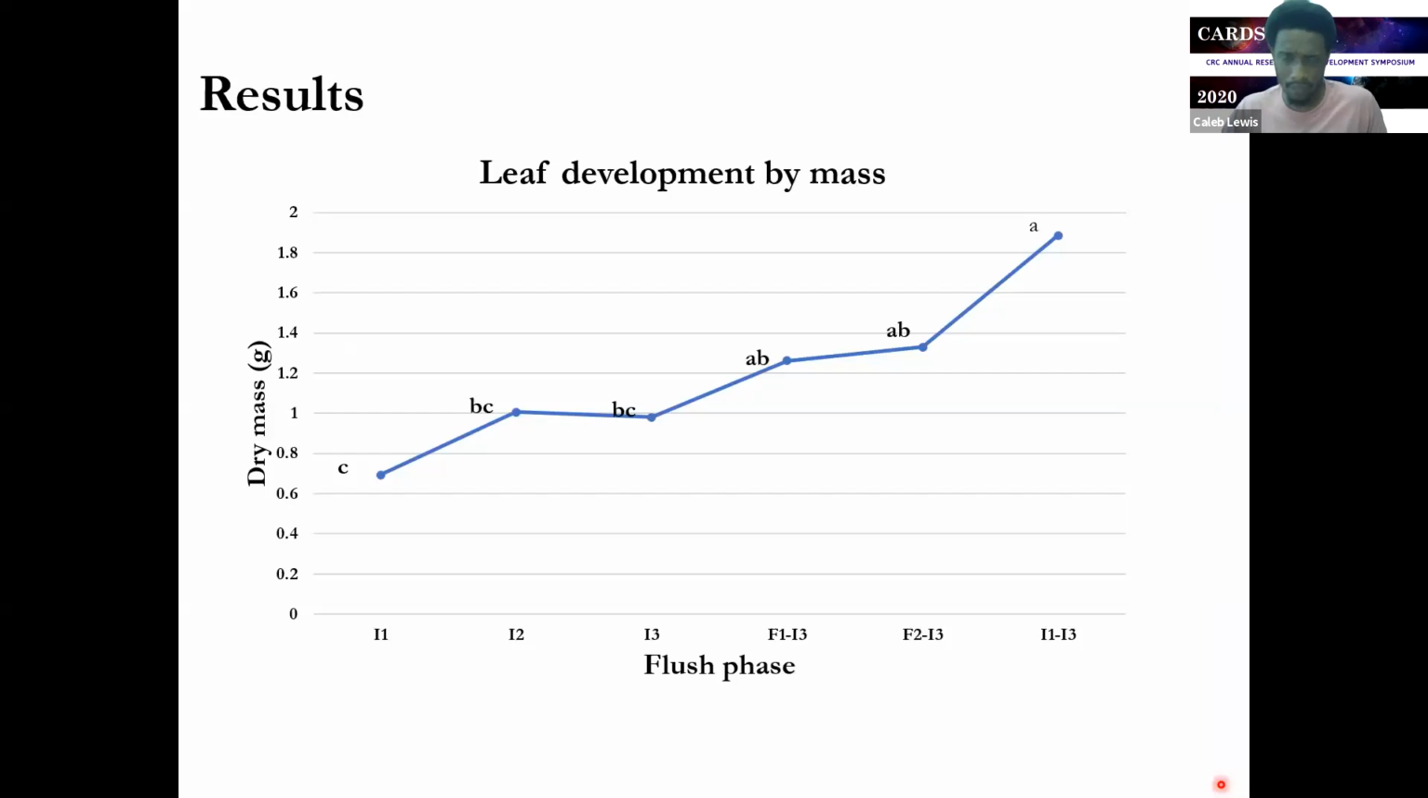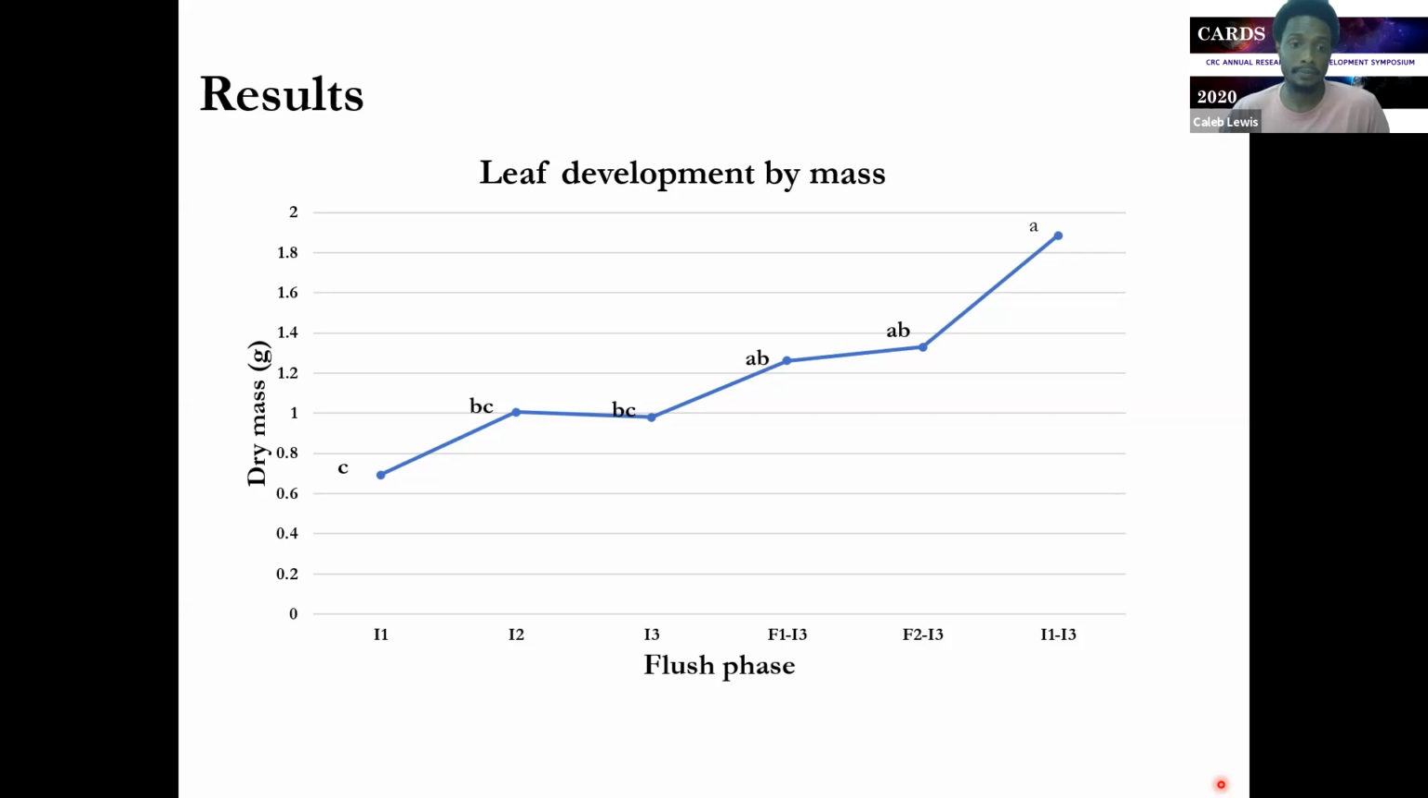So one of the things I looked at was leaf development by mass. As you can see on the bottom of the graph, I1 is interflush 1, I2 is interflush 2, I3 is interflush 3. F1, I3 is leaves collected at the interflush 3 stage, but the youngest leaves were at the flush phase 1, as shown in the previous picture. And F2, I3 is flush phase 2, interflush 3, and I1, I3, interflush 1, interflush 3.